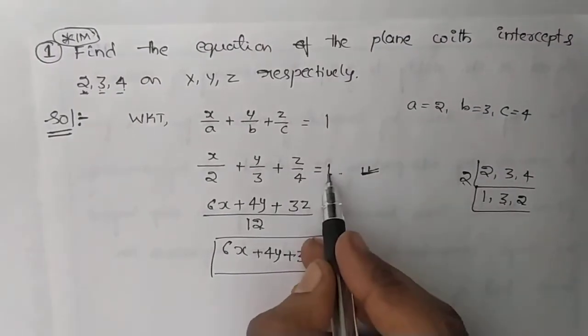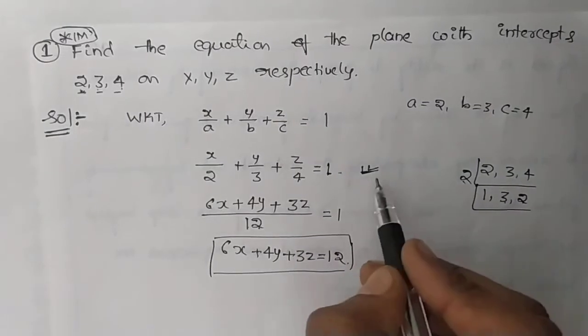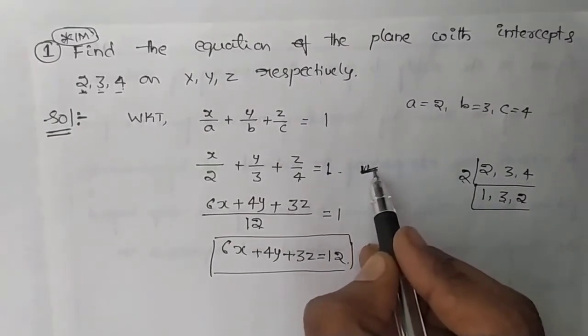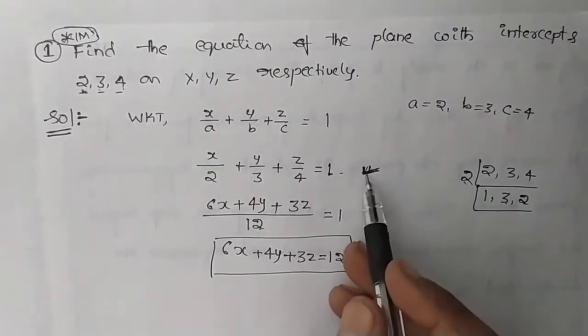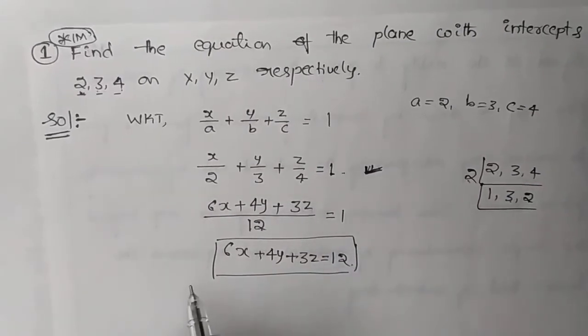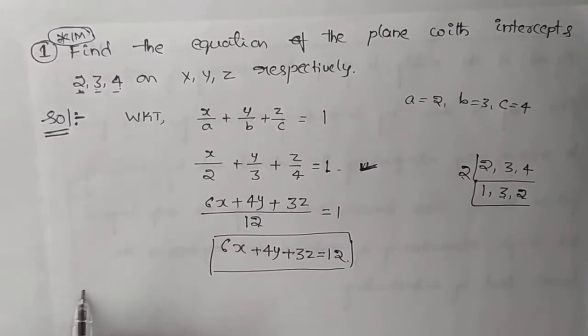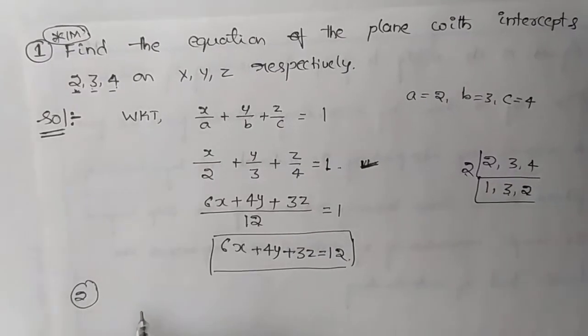It is the intercept form equation. If you want to stop, here itself you can stop. If you want to simplify further, you can simplify. Hence, it is the first problem. Let us move on to the second question.